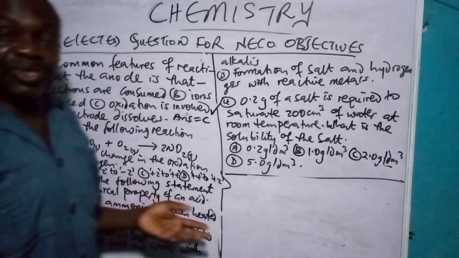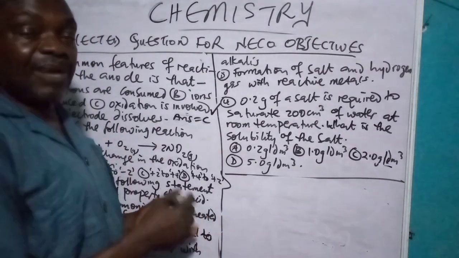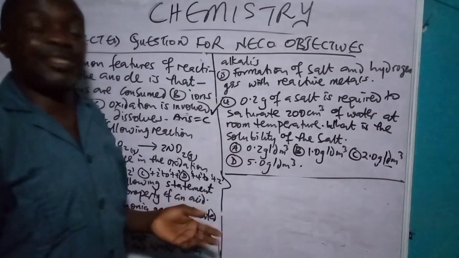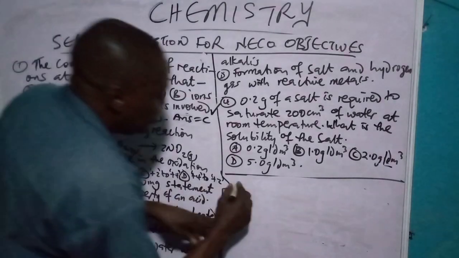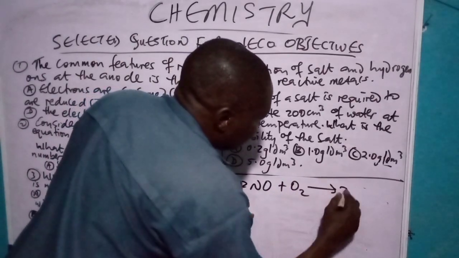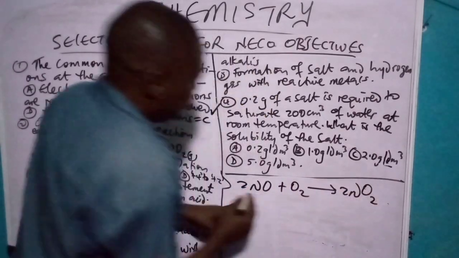That one is not tedious, it shouldn't pose a problem for you. However, you have to really follow the processes so that you understand it. And when you are in the hall, it becomes very easy for you. Let's write the equation out: 2NO plus O2 to give you 2NO2.